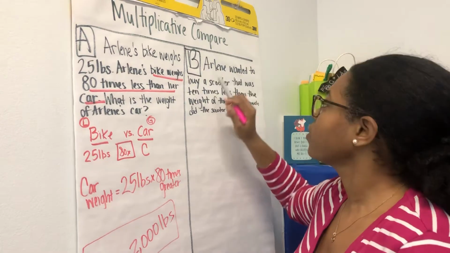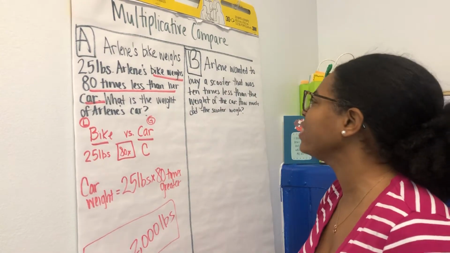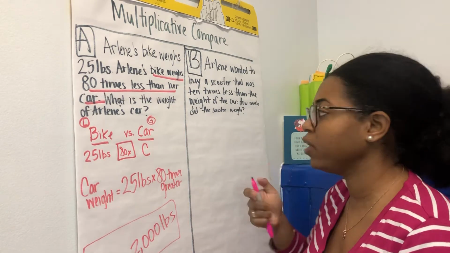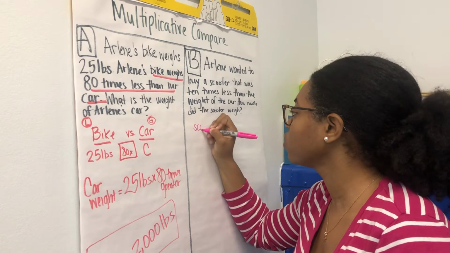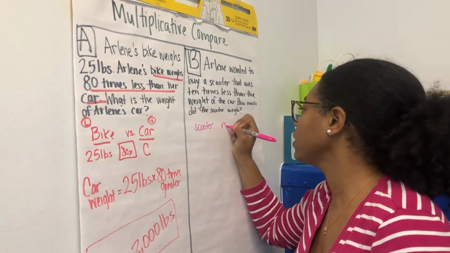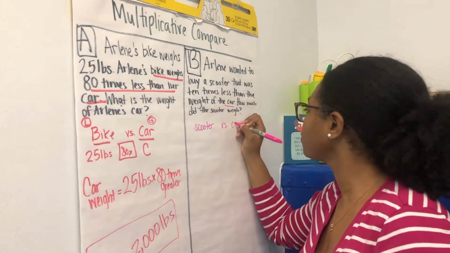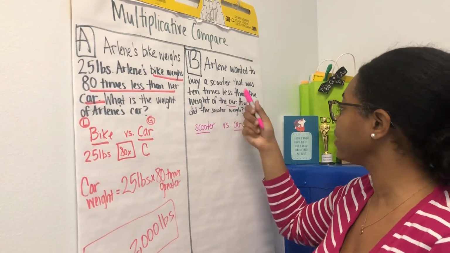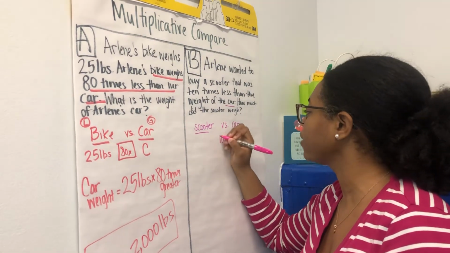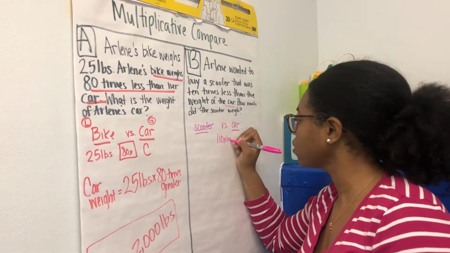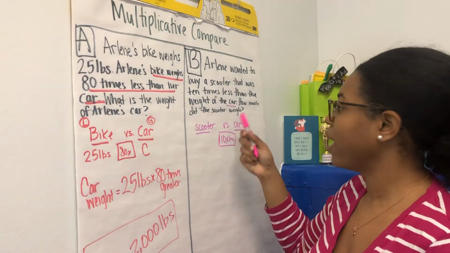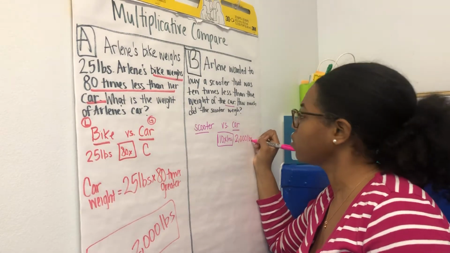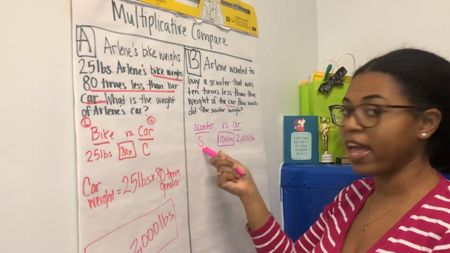Here's another one. Arlene wanted to buy a scooter that was 10 times less than the weight of the car. How much did the scooter weigh? Let me think again. What's being compared? So it's the scooter versus the car. Let me see, what do I know? I know that the scooter is 10 times less, so the multiplier is 10 times less. And I know the car from this part of the problem is 2,000 pounds. The weight of the scooter, I don't know. I'll put an S for the variable.